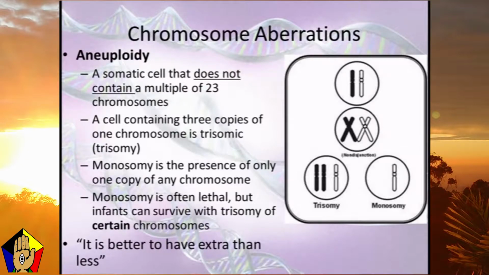Next, aneuploidy, of course, an meaning without. This does not have a multiple of 23. It may be something like 22 or 24, or 45 or 47. That's aneuploidy. So it's not the same as euploidy or polyploidy. Euploidy means you can divide it by 23. Aneuploidy means it's not divisible by 23.